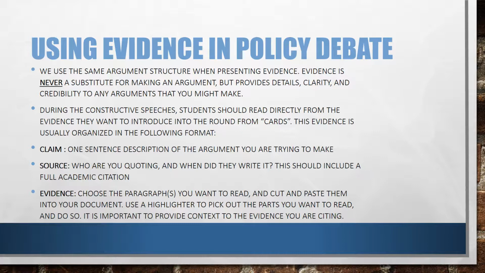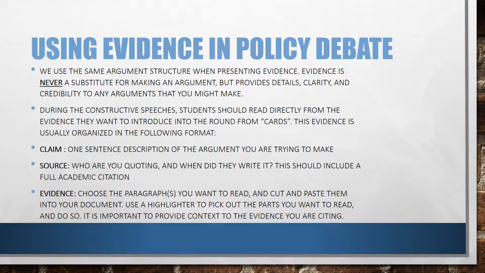During the constructive speeches, students should read directly from the evidence they want to introduce into the round, from what we call cards. This evidence is usually organized in the following format, which should seem similar to the way we construct an argument. First, a claim, which is a one-sentence description of the argument you're trying to make. Second, will be the source. Who are you quoting, and when did they write it? You should include a full academic citation, but you don't have to read all of that in the round, unless questioned on the credibility of your research.